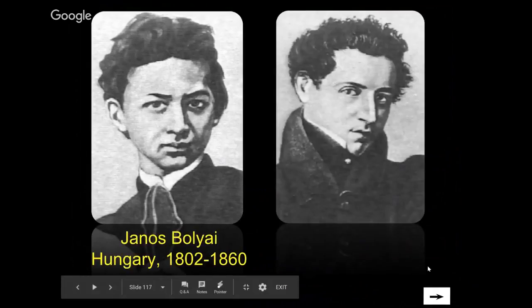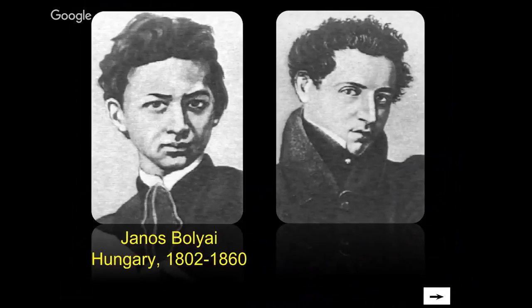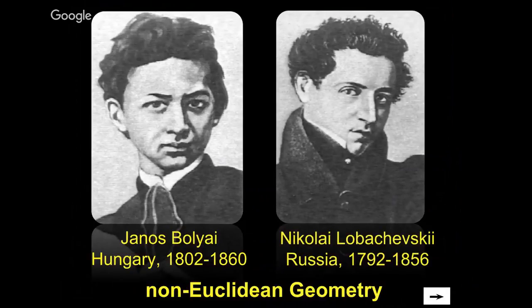And Bolyai in Hungary and Lobachevsky from Russia both came up with non-Euclidean geometry, which... they kind of look the same. What's that? I said they kind of look the same. Yeah, they have some similarities. Yeah. Well, as you can tell, they didn't have color photographs back then.